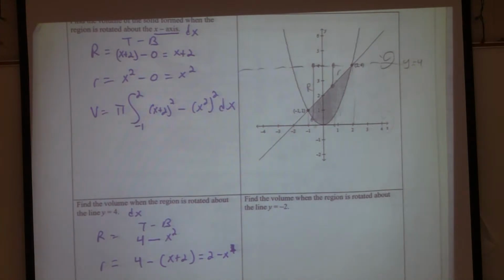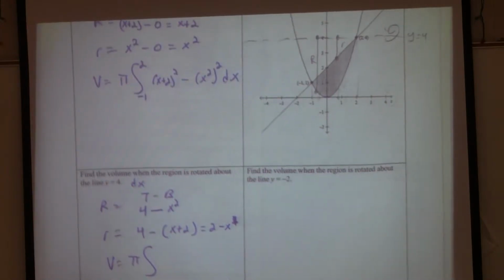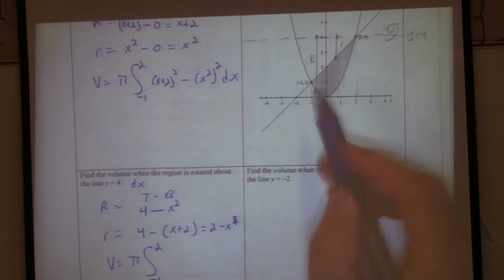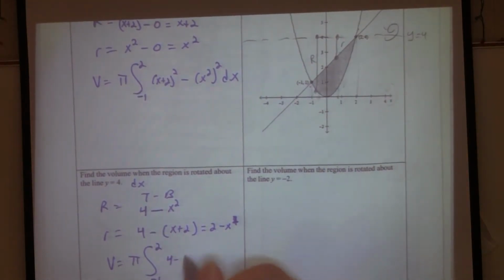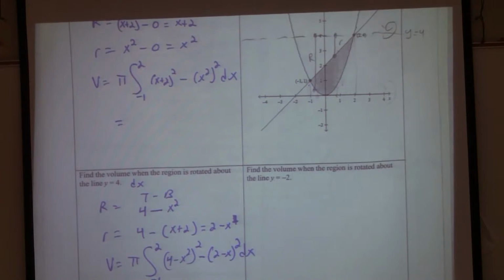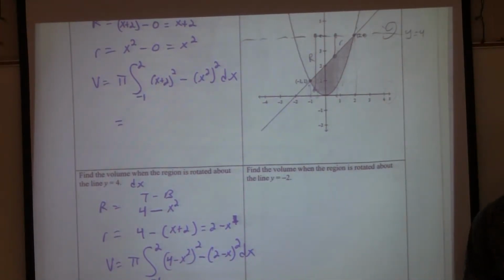Write down your volume formula. Pi times the integral from where to where? Still from negative 1 to 2, but now it's going to be (4 minus x squared) squared minus (2 minus x) squared, dx. And from there, you put it in your calculator and get it. Good enough? Got the idea?